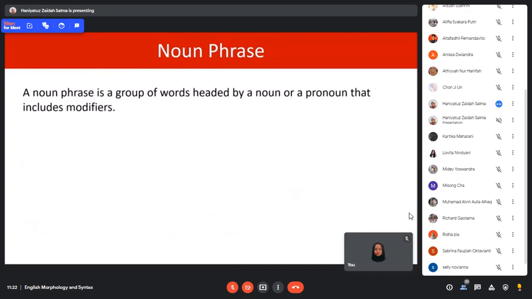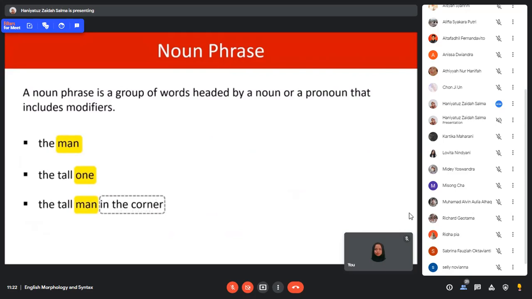I want to leave you with some of the examples that we've done. So, the man. Remember, noun phrases can be short, but they have to be at least 2 words. The tall one. A noun phrase can be headed by a pronoun. The tall man in the corner. In a noun phrase, the modifier is often a prepositional phrase. And his box of small nails. Don't forget that the head noun governs the verb. The word nails doesn't. This noun phrase is singular.